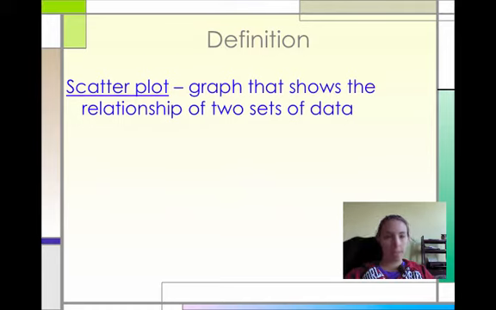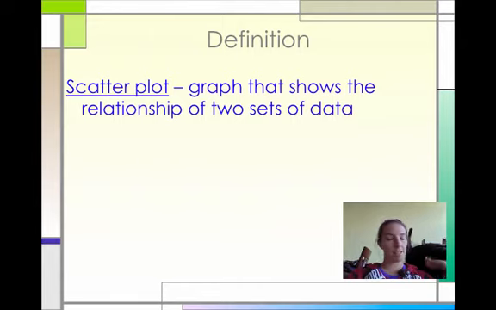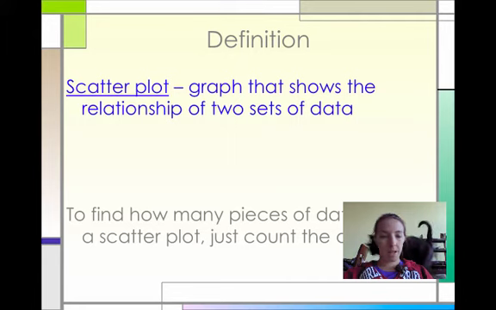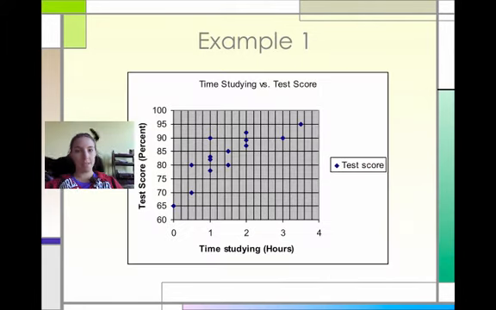Alright, so a scatter plot is a graph that shows the relationship of two sets of data. That is the definition of a scatter plot. So always remember, with scatter plots, you're looking at two different sets of data, and you're seeing how they relate to each other, how one set of data affects the other set of data. You don't need to write this part down because it's not in blue. To find out how many pieces of data are in a scatter plot, you just count the dots.